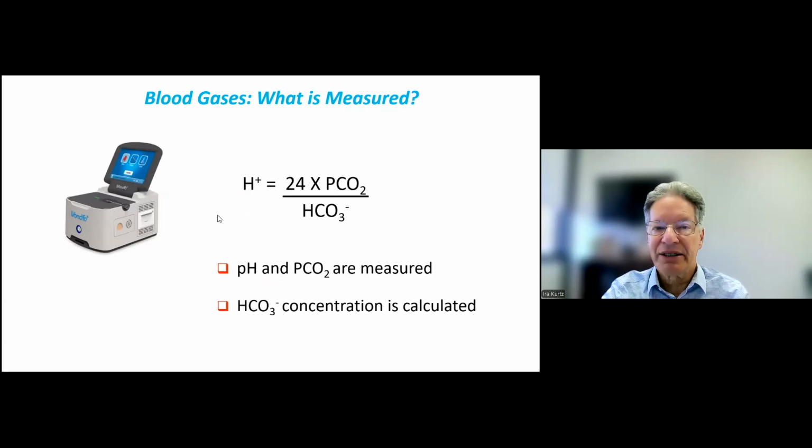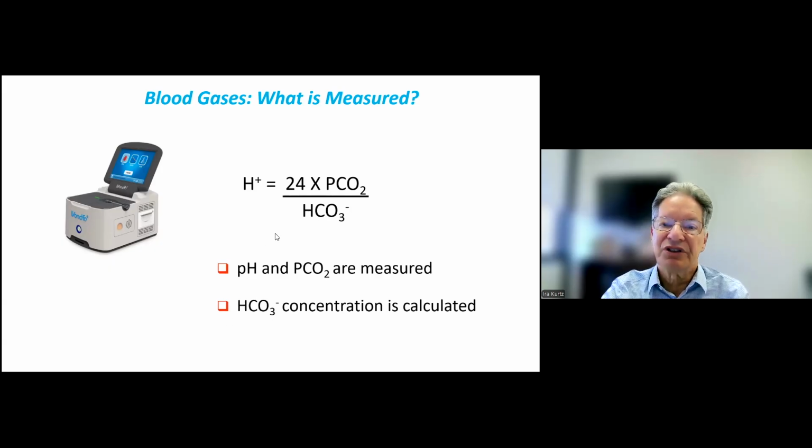Okay, so let's go back to the blood gas machine and what's measured. Remember this equation: the hydrogen ion concentration is equal to 24 times the PCO2 over the bicarbonate. The pH and the PCO2 are measured and the bicarbonate is calculated. Now, some people have the impression that because it's calculated, it's not a valid number or it's an erroneous number, and that's not correct as long as the pH and the PCO2 were measured correctly.